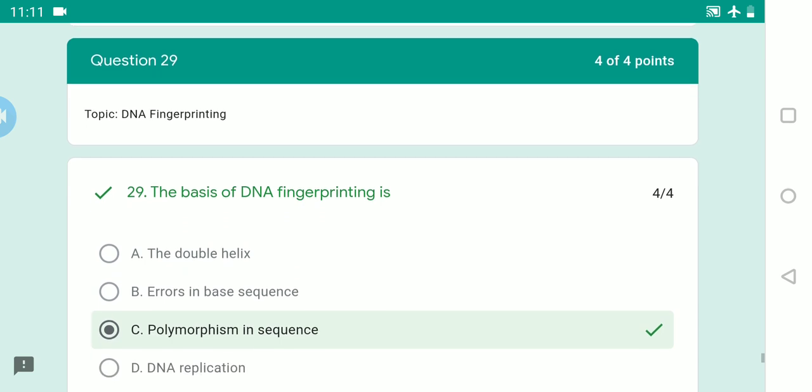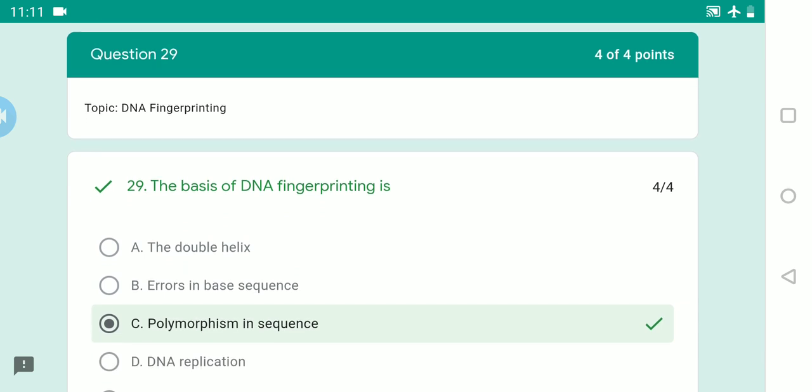The next question: the basis of DNA fingerprinting. I told you it is also known as DNA profiling. The direct answer is polymorphism in sequences. That's why each and every individual in this world is different from one another. Poly means many, morphism means morphological expression of characters with respect to the sequences.